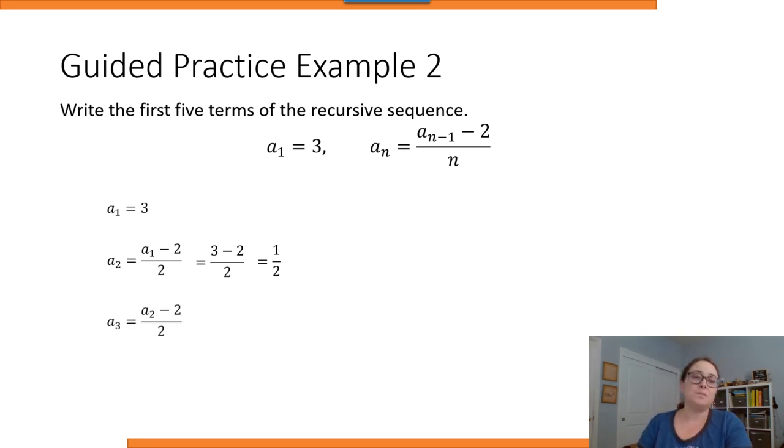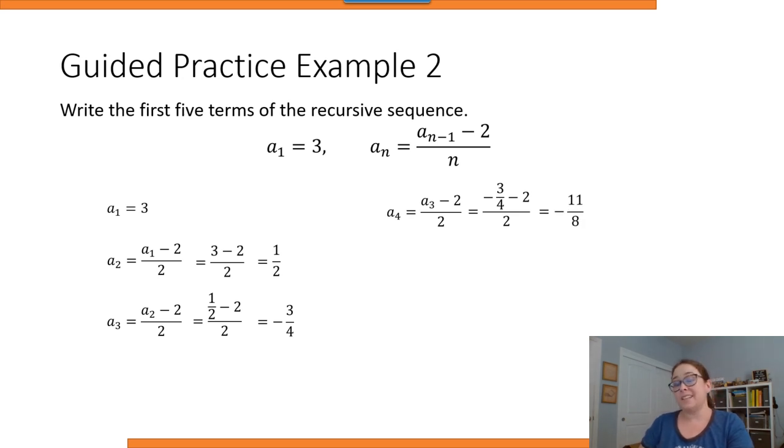So a3 would be a2 minus 2 over 2. So that's 1/2 minus 2 divided by 2, which if I plug all that into my calculator and simplify, I get negative 3/4. And now the negative 3/4 can be used to find the fourth term in the sequence. So a4 is going to be a3 minus 2 over 2. So negative 3/4 minus 2 divided by 2. Plugging all that in, I get negative 11 over 8.